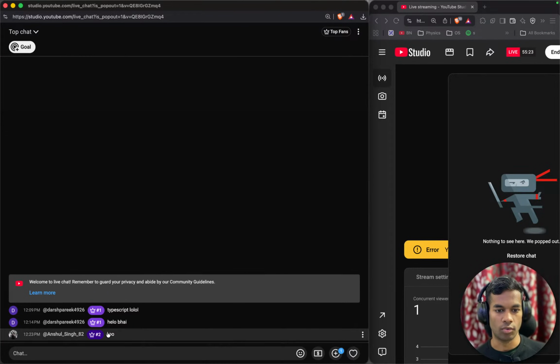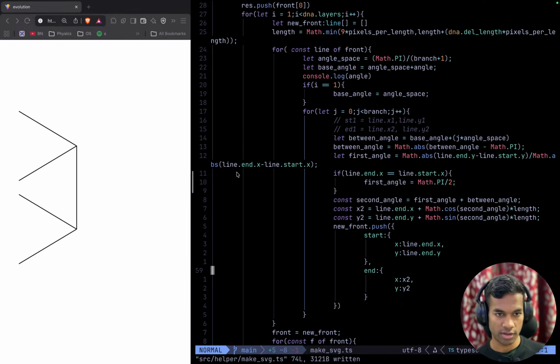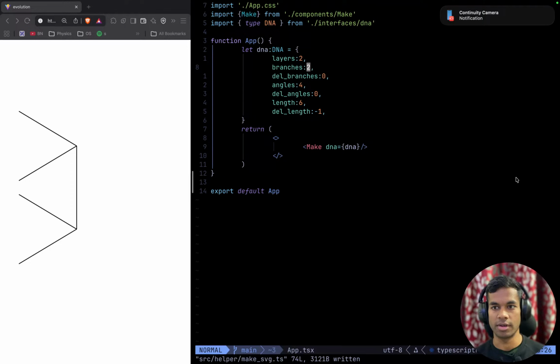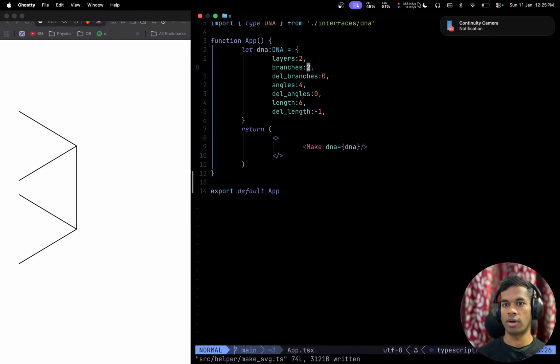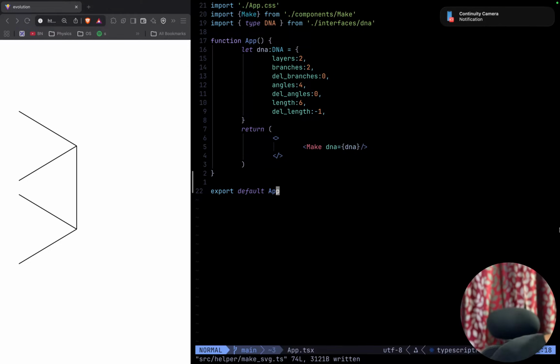Yo, hello. Today we need to add symmetry to this thing so that it looks a little bit better. And shit, my phone is going to die, I think. And same for the laptop.